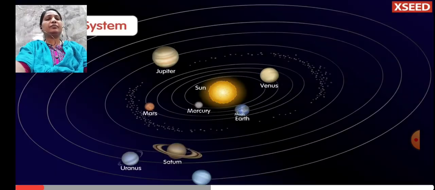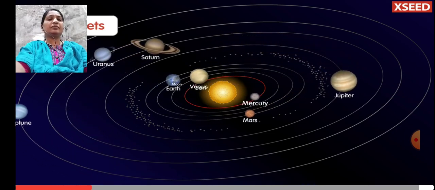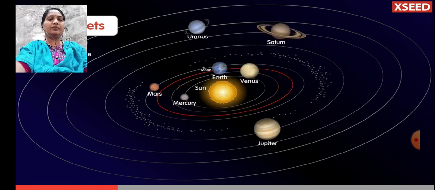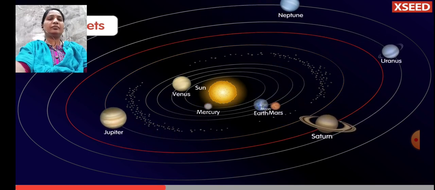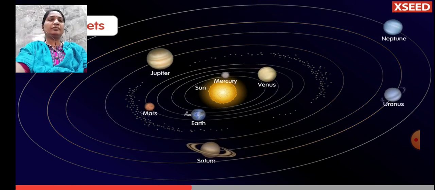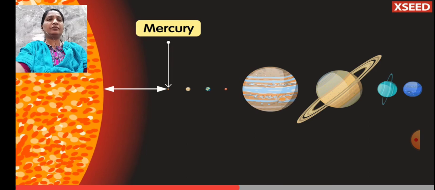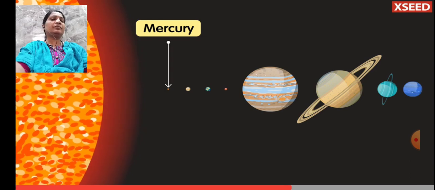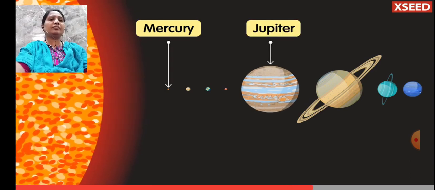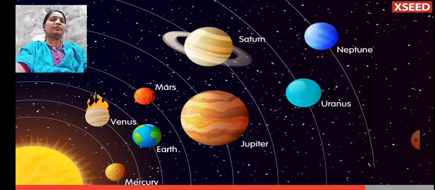Our solar system has the sun and 8 planets. These are Mercury, Venus, Earth, Mars, Jupiter, Saturn, Uranus, and Neptune. Mercury is nearest to the Sun and Neptune the farthest. Mercury is also the smallest planet and Jupiter the largest. Venus is the hottest planet and Uranus the coldest.